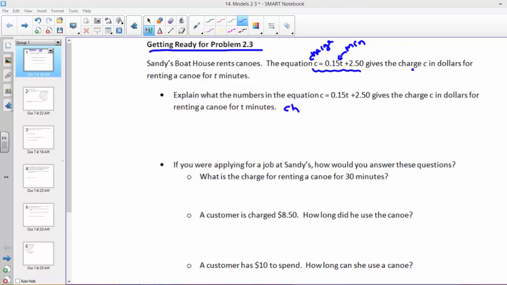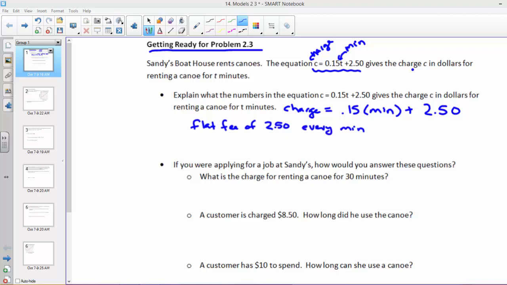I'm going to put the charge is 15 cents per minute plus $2.50. So what this means is there's a flat fee of $2.50, and then every minute is 15 more cents. So this is the y-intercept, that's the flat fee, and then the slope, what you're constantly adding, is the 15 cents.